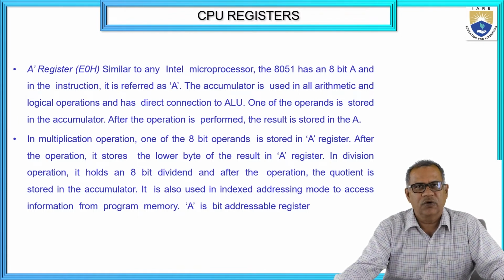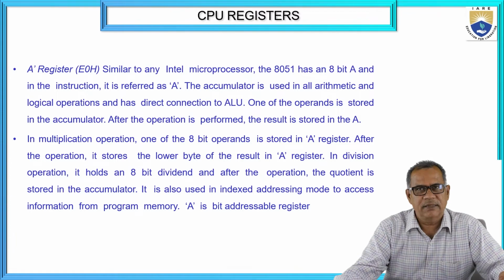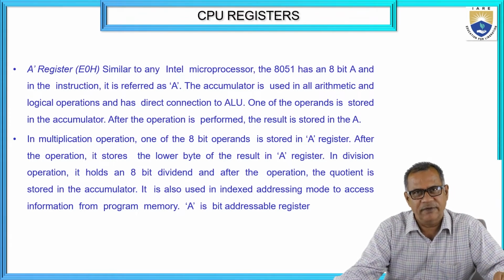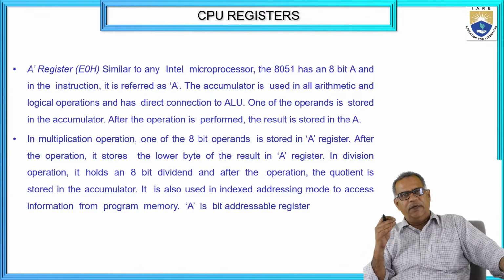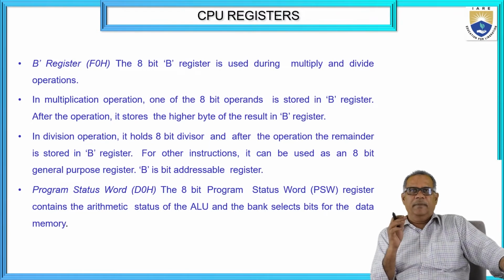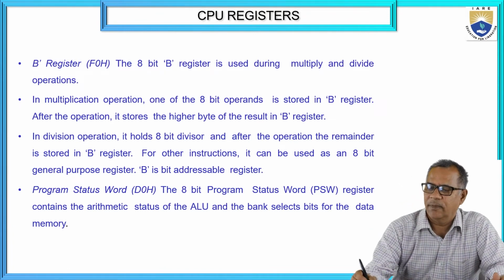It is also used in indexed addressing mode to take information from the program memory. And A is a bit addressable register. You can address the individual 8 bits of the accumulator. And what is the B register? The B register is used during multiply and divide operations. In multiplication, one of the 8-bit operands is stored in the B register, and the higher byte of the result is stored in the B register.